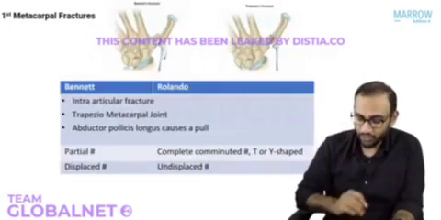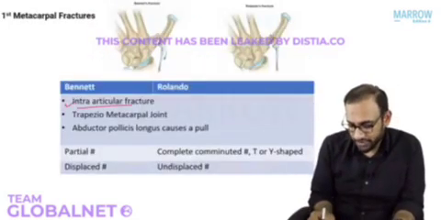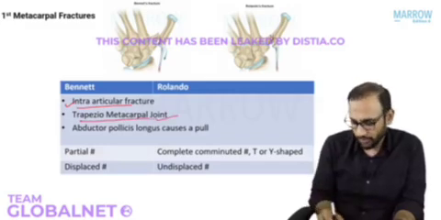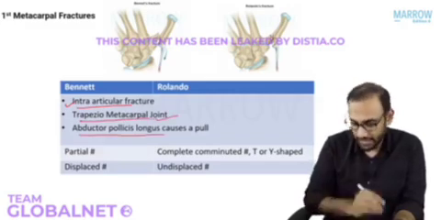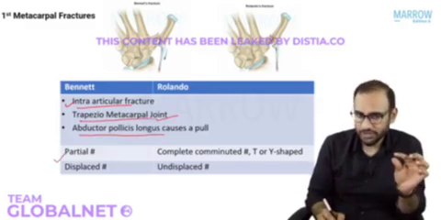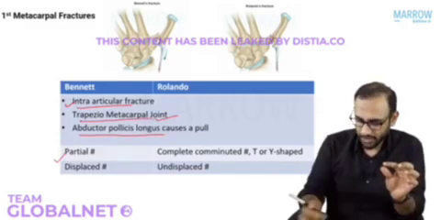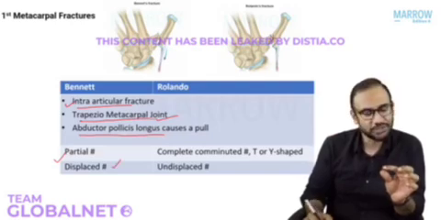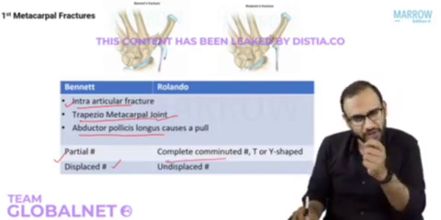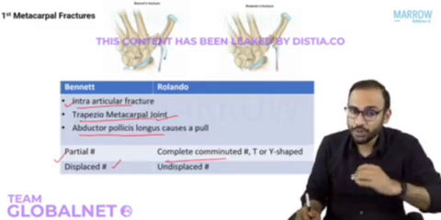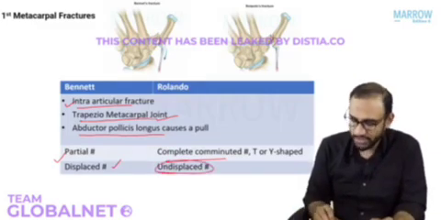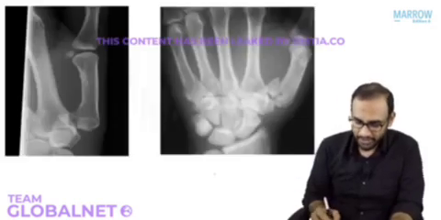So let me make it easy for you. Both of them are intra-articular fractures. Both of them occur at the trapeziometacarpal joint. Both of them have strong pull of abductor pollicis longus. But since Bennett is partial, the small fragment remains attached to the trapezium and the remaining metacarpal gets displaced. So it's a displaced fracture. And in Rolando, it's a complete comminuted fracture. So the small fragment is pulled by abductor pollicis longus, sparing the pull force on the metacarpal. So it is an undisplaced fracture.